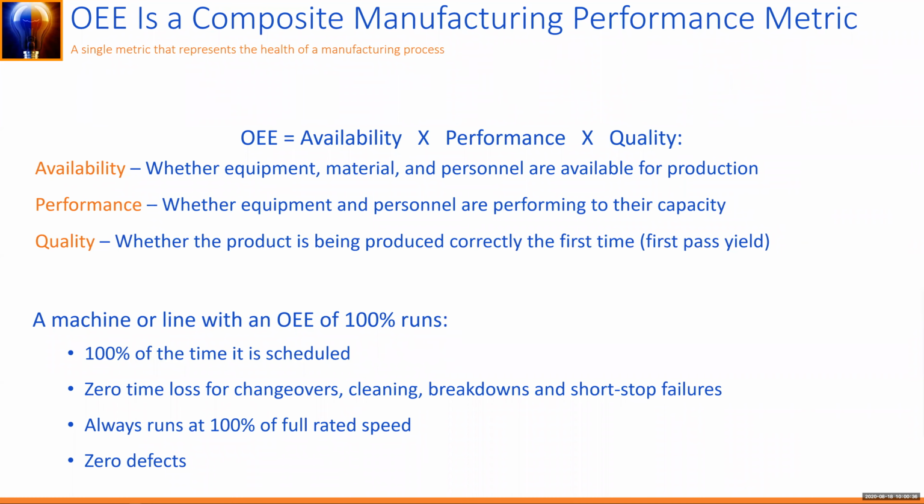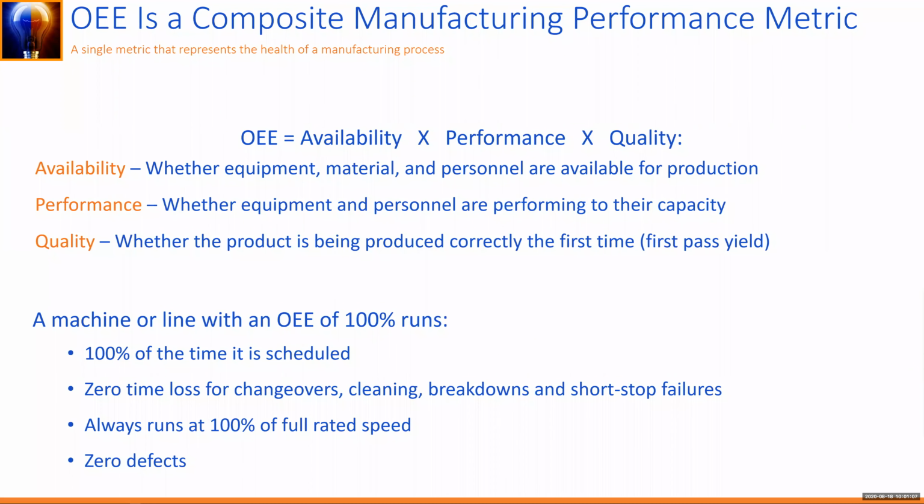To answer that, OEE, for those of you that don't know, is a composite performance metric. It encompasses availability, which is whether the equipment is running or not running, the performance, which is the speed of the equipment. So if it's supposed to run 100 pieces per minute, is it actually running 100 pieces or is it running 90 pieces per minute when it's running? And then quality, which is just, am I producing parts correctly the first time?